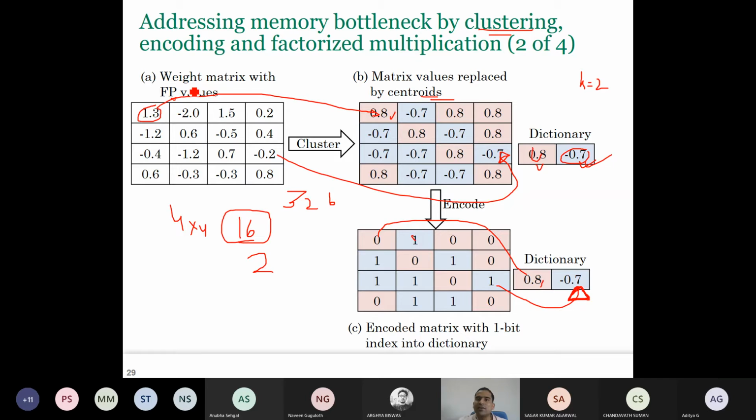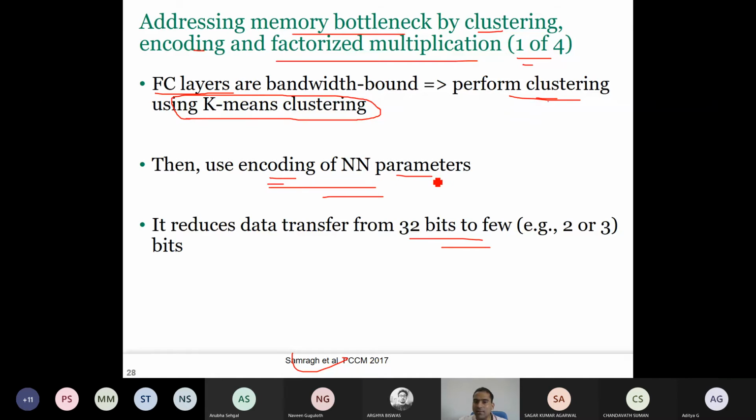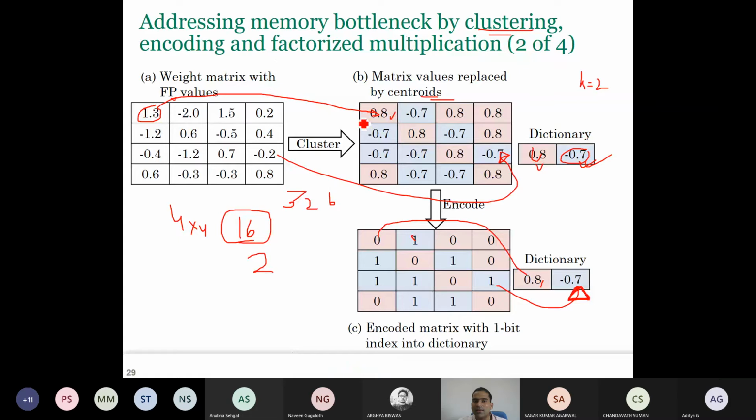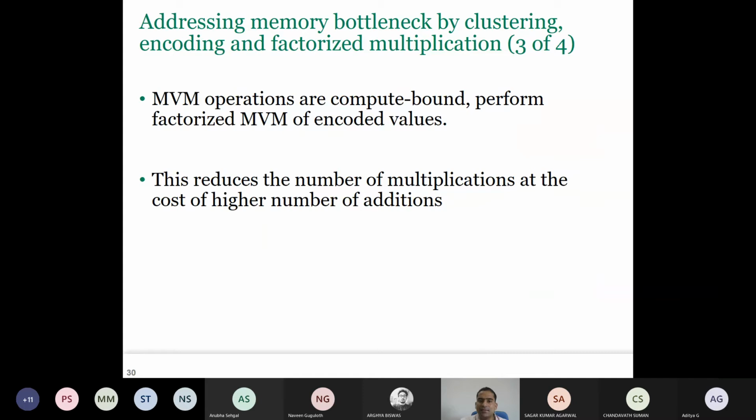So two of the techniques we have already implemented: clustering and encoding. What we said, we use encoding of parameters, which reduces the data transfer from 32 bits to just a few bits. So here, instead of fetching this 32-bit data, now we just need to fetch 1-bit data, because that 1 bit can be either 0 or 1. So that's the data we fetch. Okay, so that's the idea.